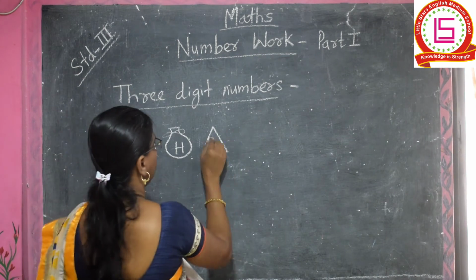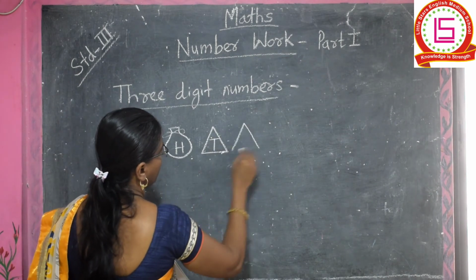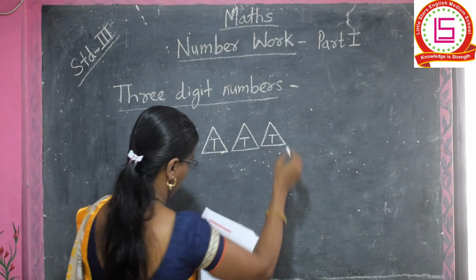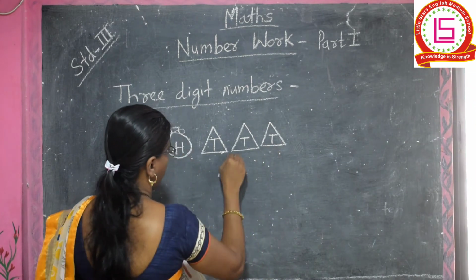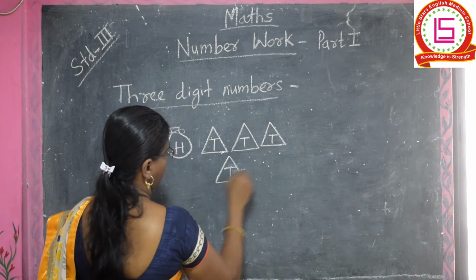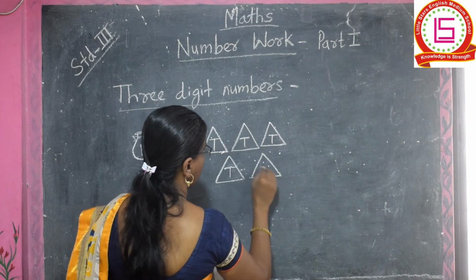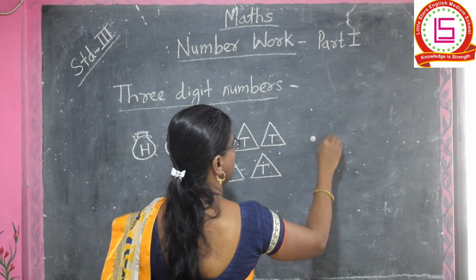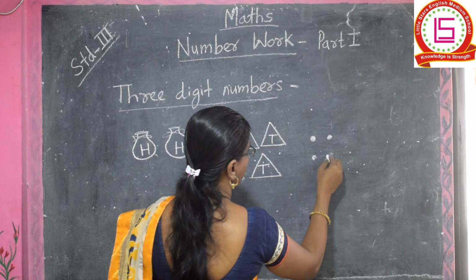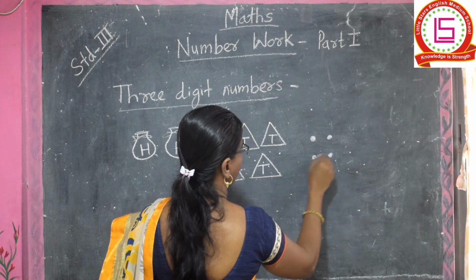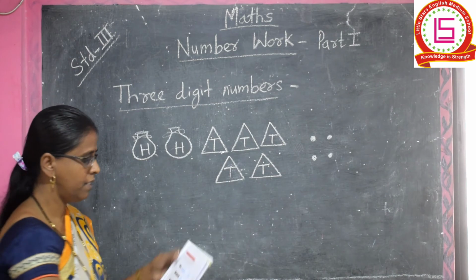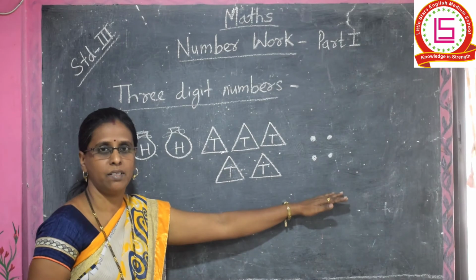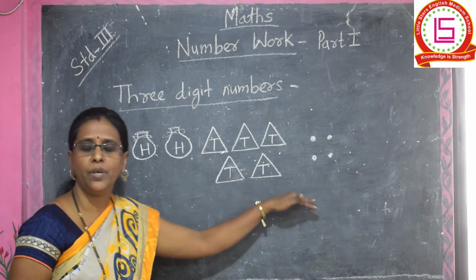In the first picture, some symbols are given, like this, and single beads, 4, like this. Okay, see here, these symbols represent a number, and that number we have to write here.